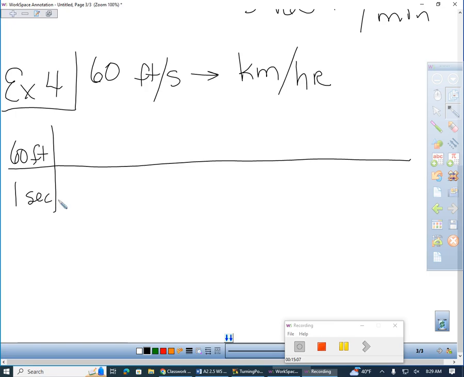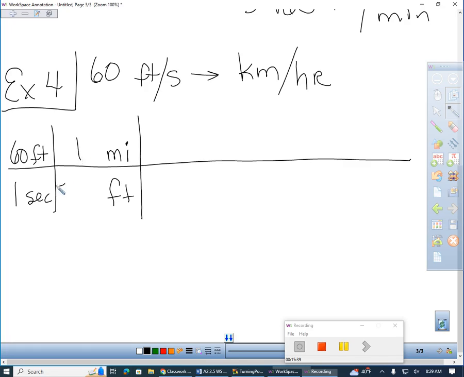So which one do we want to switch to first? Do you want to go feet to kilometers, or do you want to go seconds to hours? What do you guys want to get rid of first? Okay. So remember that our conversion factor in the back went from kilometers to miles. So what does that mean we've got to do with feet? We can't go straight to kilometers. We have to go to what first? Miles first. So we're going to put feet on the bottom, miles on top.